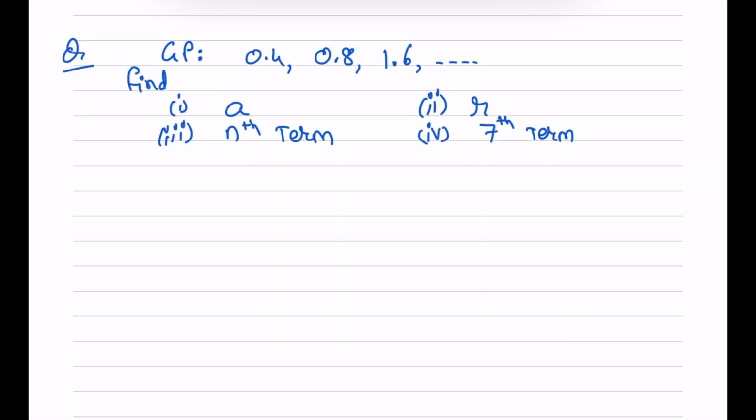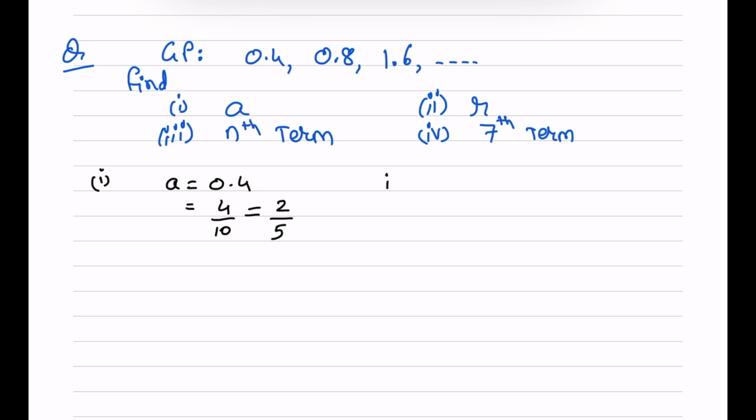Here is the next question. The geometric progression is 0.4, 0.8, 1.6 and so on. So here the first term is 0.4, which can be written as 4 upon 10, and on simplifying this, 4 upon 10 is equal to 2 upon 5.